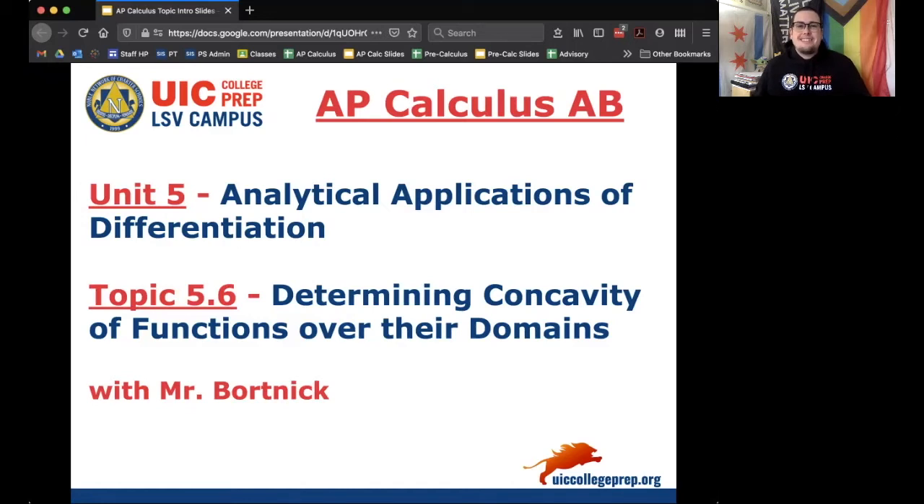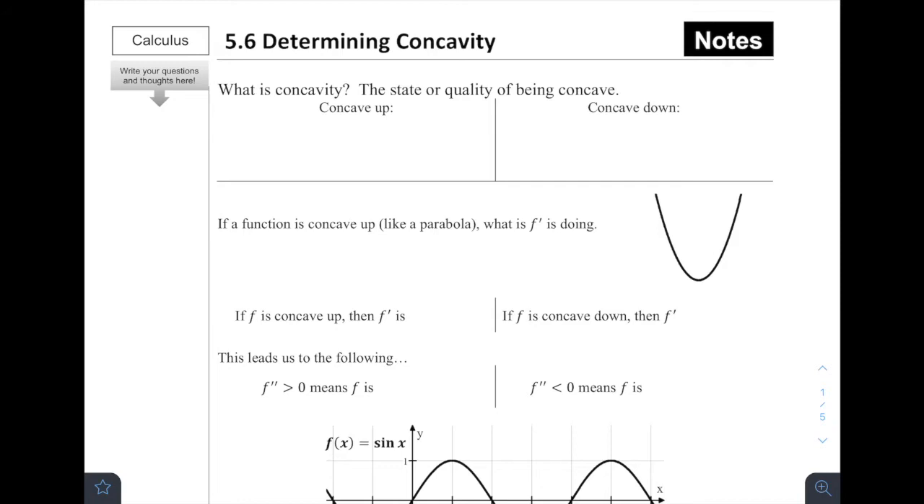All right, for the 5.6 video on determining concavity, we're going to start with what concavity is. We talked about this back in chapter 4, but concavity is the state or quality of being concave. In general, concavity refers to the curvature of a graph or of a function at a particular point. So in general, we talk about a function being concave up or concave down.